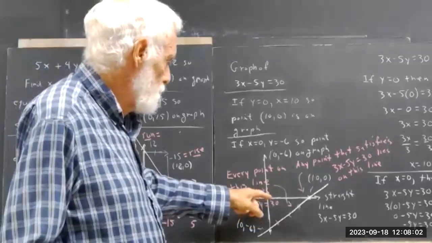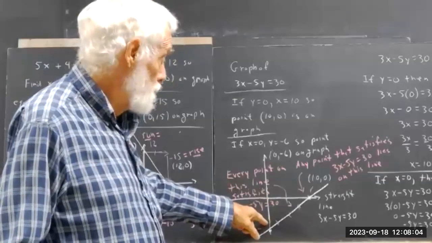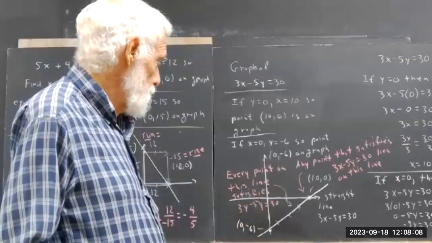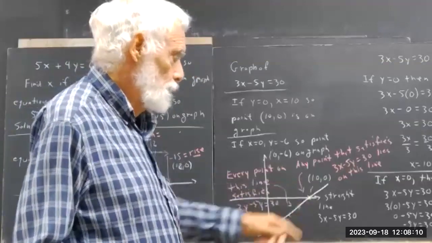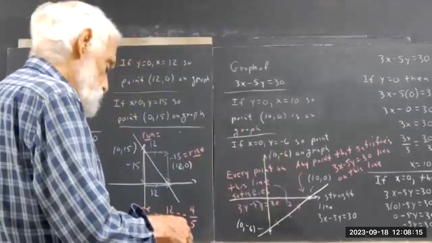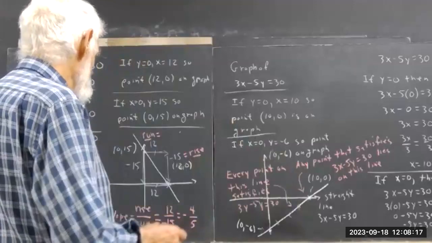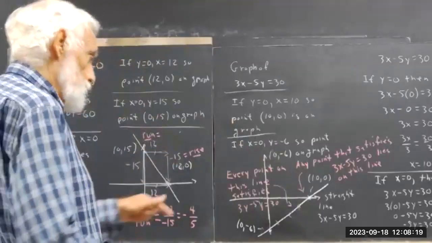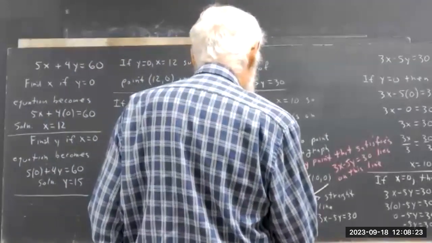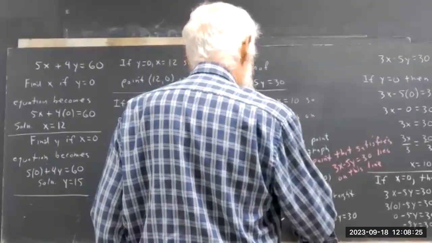Well, let's look at this line you just did. From this point to this point, what's the rise and what's the run? Okay, so I've used red for the rise, run, and the slope. I've used red for something else here. I want to know what the rise is from here to here.